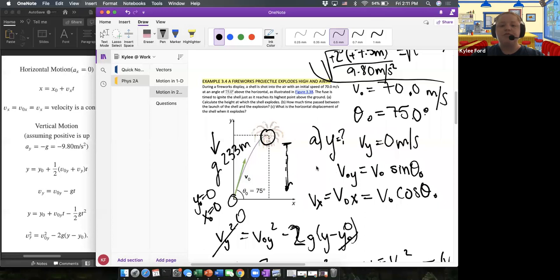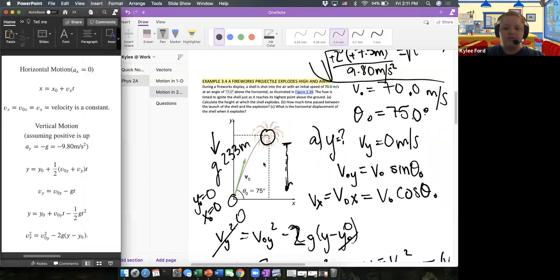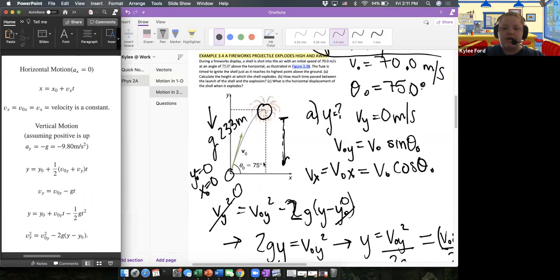Okay, so let's move on to part B. We are looking for how much time passed between the time of the launch and the time of the explosion. Okay, so we now have y. We know y naught. We know v naught y and v y. Okay, so let me use this equation here to solve for my time.